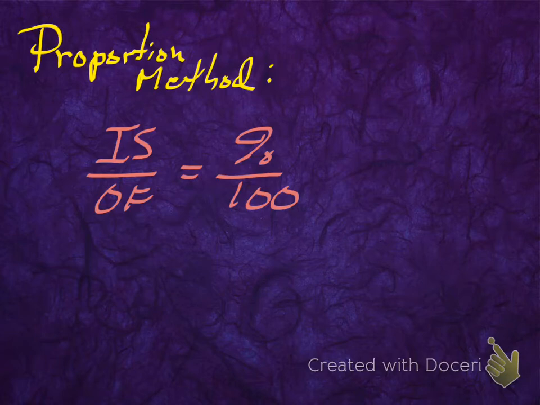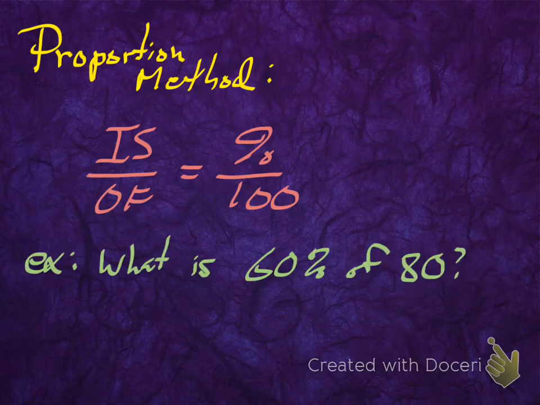All right. This is very helpful when we are solving any kind of proportion problem that involves percents, because this will help us find, when we're trying to find the percent, what is the percent of a number, but it also will be helpful for problems where we're moving the variable around. All right, so let's do a quick example. Suppose that we're using is over of equals percent over 100 to find 60% of 80. Okay, so you can follow along and take notes if you'd like.